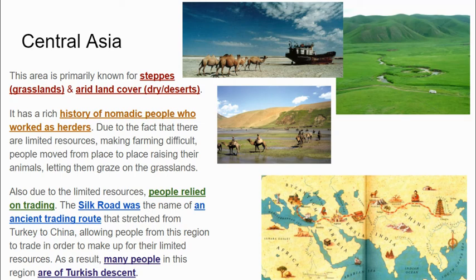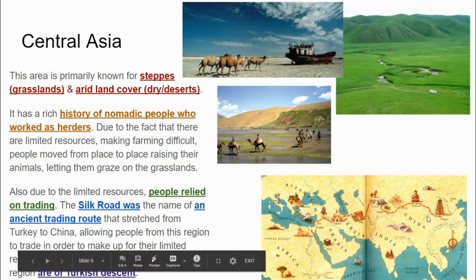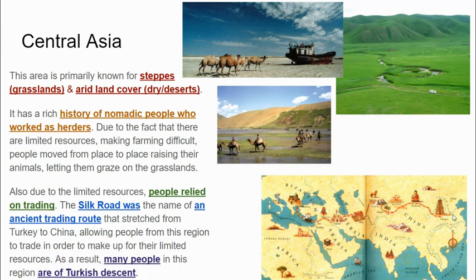So they couldn't make and grow everything they needed, so they needed to trade with other people who had those items. The Silk Road was not actually a road made out of silk. It was the name of an ancient trading route that stretched from Turkey, right over here, all the way to China. This allowed people from this region to trade in order to make up for their limited resources.